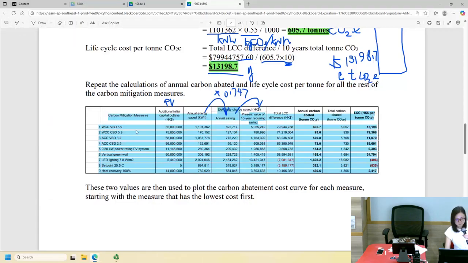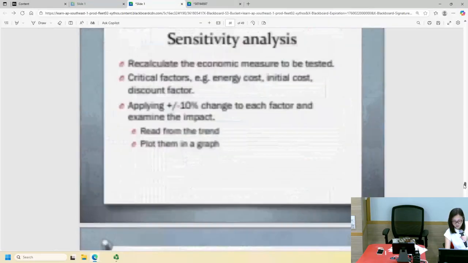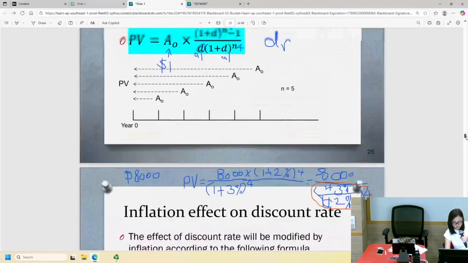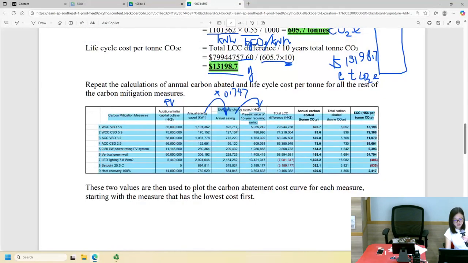Okay, anyway, so for this column, they are the present value for 10-year recurring savings. I use this color because we will be using the equation highlighted in light blue, this one. By using this equation, we can convert this annual electricity fees saving into the present value of the total electricity charge saved in 10 years' time.